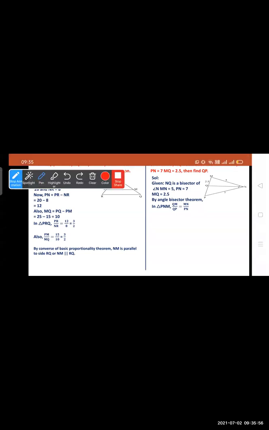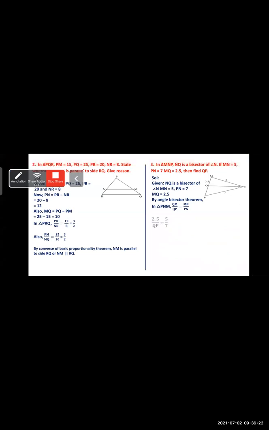Yes, we substitute. QM is given, QM is equal to 2.5. QP we have to find. And MN is 5 and PN is 7. Okay. So here we cross multiply. So QP is equal to 2.5 into 7 by 5. 5 ones are 5, so we get 3.5 here. So in this way, we find QP. QP is equal to 3.5. Okay. If you want a screenshot, please take the screenshot. Then we move on to the next question.